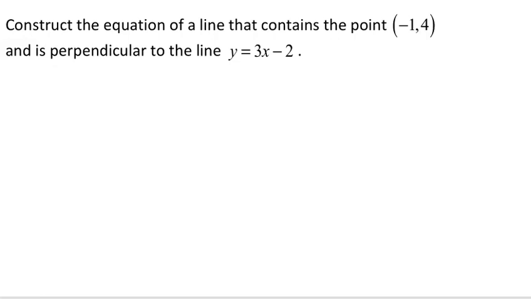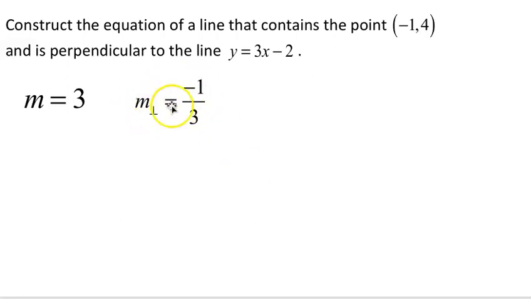So here's our example. We want to construct the equation of a line that contains the point negative 1, 4, and is perpendicular to the line y equals 3x minus 2. Well, y equals 3x minus 2, we see the slope is 3. And if we want the lines to be perpendicular, we need to take the negative reciprocal. So we need to take a negative sign and flip this upside down. That's 3 over 1. If I flip 3 over 1, I get 1 over 3. So the perpendicular slope is negative 1/3.